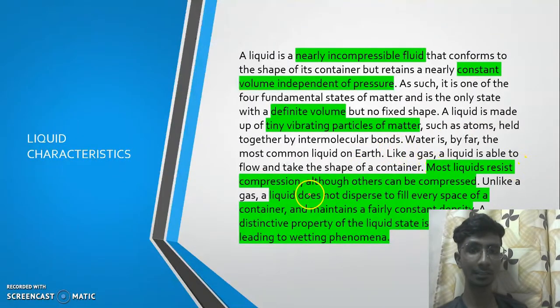Most liquids resist compression, although others can be compressed. Unlike gas, liquid does not disperse to fill every space of a container and maintains a fairly constant density. A distinctive property of the liquid state is surface tension, leading to wetting phenomena.